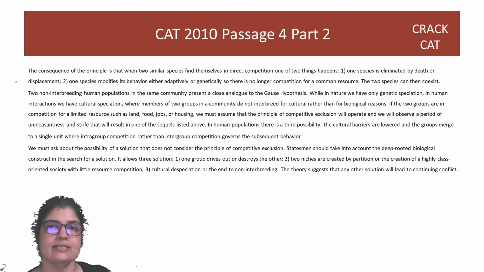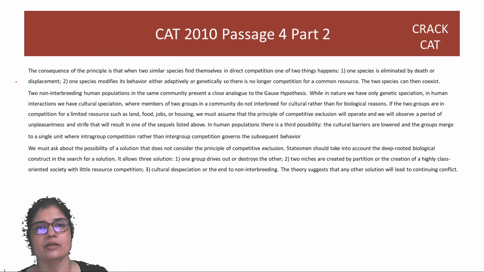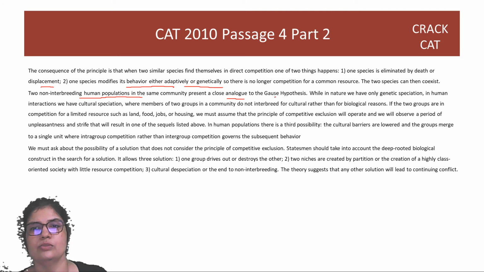the first paragraph just states what it is, second explains it, and now the consequence is that when you have two species, one is eliminated or they modify their behavior, either adaptively or genetically. Two non-interbreeding human populations present a close analog to the Gauss hypothesis, while in nature we have only genetic species, so genetic differences. We have cultural differences also, where members do not interbreed for cultural reasons.